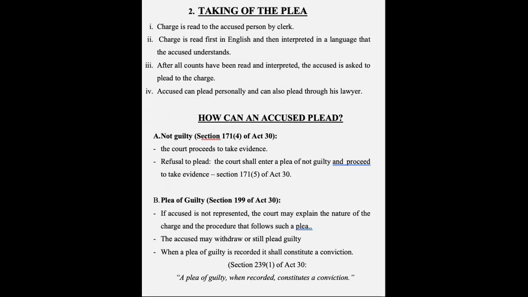Now the next thing. So we've dealt with the first option open to the accused person if he has to plead, that he can plead not guilty. And we've seen the import of the plea of not guilty under section 171, subsection 4, that where the plea is one of not guilty, the court shall proceed to hear the case. And we've seen the import of an accused person refusing to plead, section 171, subsection 5: the court shall proceed to hear the case and treat that refusal as a plea of not guilty.